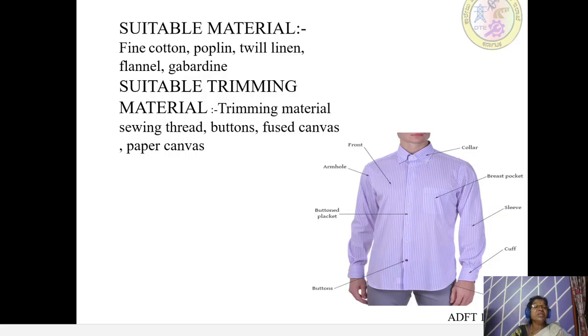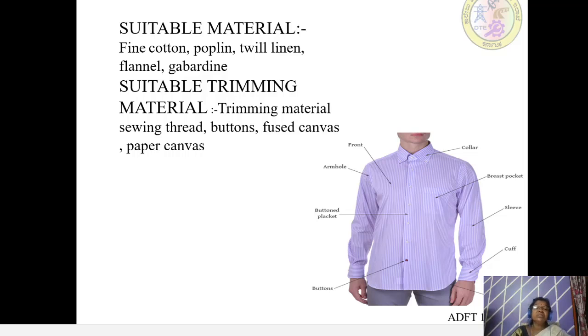Then let us discuss what kind of material we can select for a shirt. For any shirt, you can select superior cotton fabric, fine cotton fabric, fine poplin fabric, twill linen fabric, flannel fabric, and gabardine material. Then what are the trimming materials?